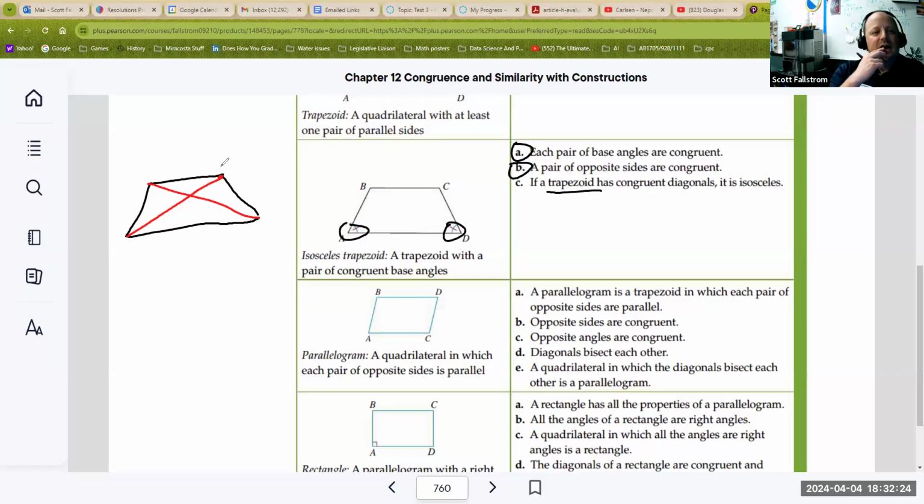They share two sides. I'm not sure if they share an angle. Hmm. Yeah, it has to be isosceles. So we're trying to prove that this length is the same as that length. I know red side is the same as red side. I know black side is the same as itself. And I know this side up here is the same as itself.